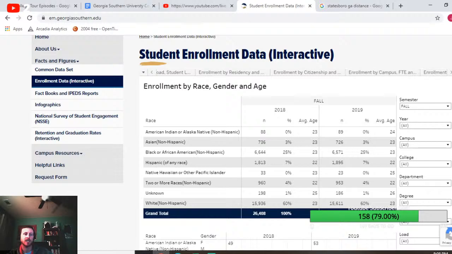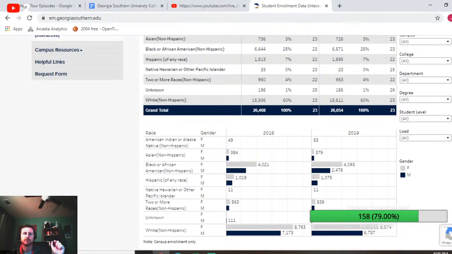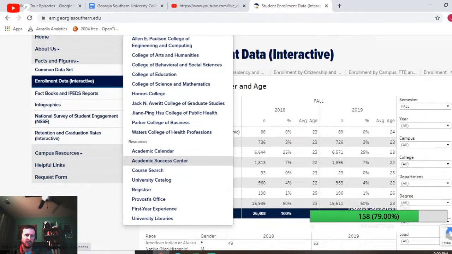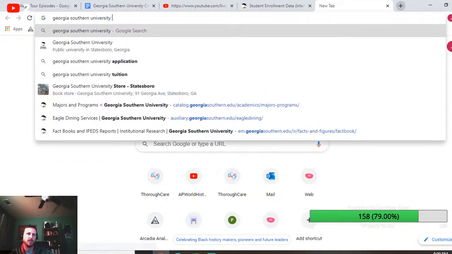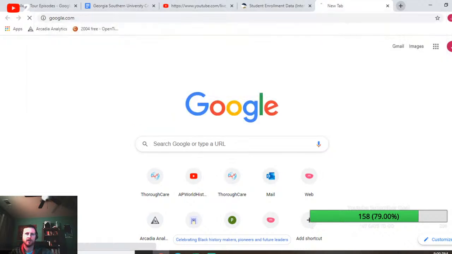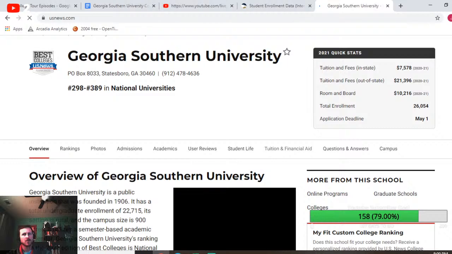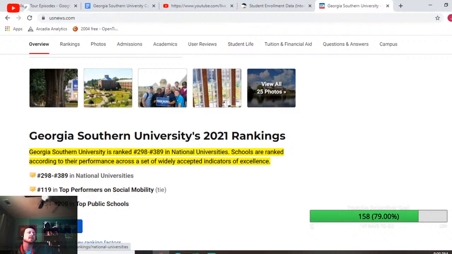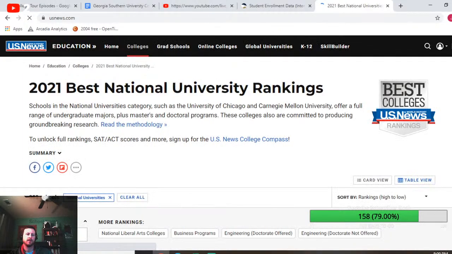Enrollment by citizenship. Wow, there's a lot of information here that you could peruse through. But that gets us our size, school or major rank. I don't know how much we're gonna find on this one. See if we can find anything in particular. Success Center, Course Search, Registrar. Let's see, Georgia Southern University National School Rank. Let's say we got here U.S. News. This one seems to be a pretty standard one across the board. So, 298 out of 389. So it's by no means an elite college for sure. I don't know how many universities there are in total.